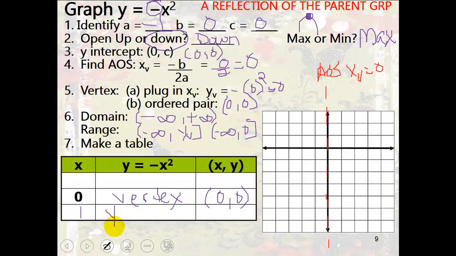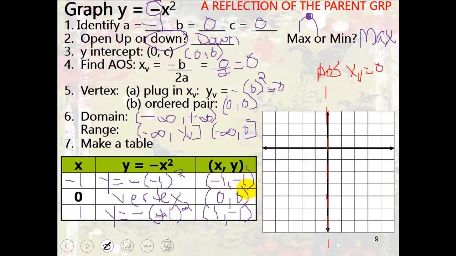And then I'm going to go y equals the opposite of 1 squared. Well, 1 squared is positive 1, but if you take the opposite of it, you get negative 1. And then I'm going to plug in negative 1, and I'm going to go y equals the opposite of negative 1 squared. Sorry about that. Negative 1 squared is positive 1, and the opposite of that is negative 1. So this is negative 1, negative 1.